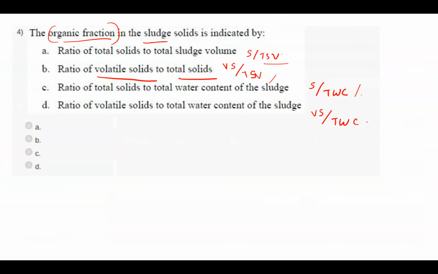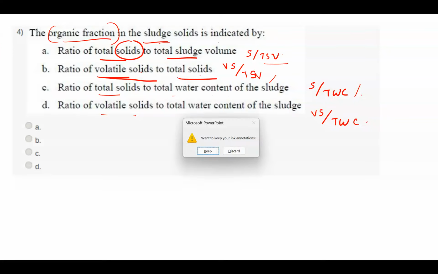Okay, now the organic fraction in the sludge solid is indicated by, four options are given. Here, total solids and total sludge volume, or volatile solids to total solids, or total solids to the total water content of the sludge, or volatile solids to the total water content of the sludge. So, which ratio is indicated by the organic fraction?